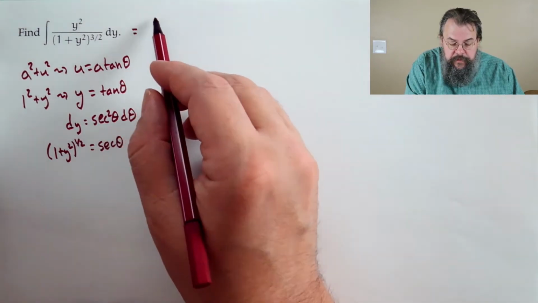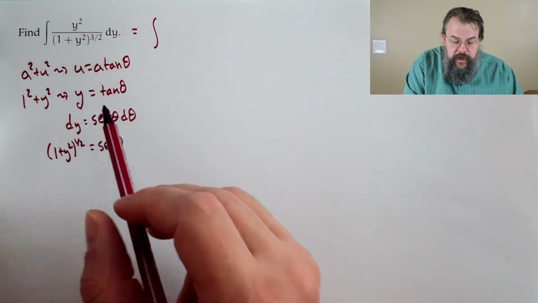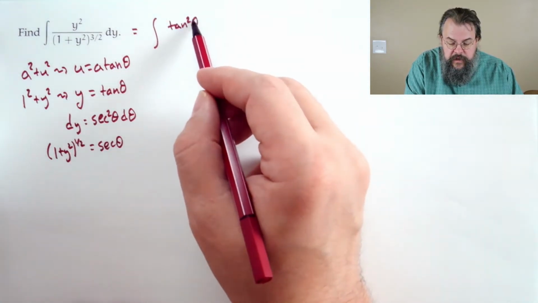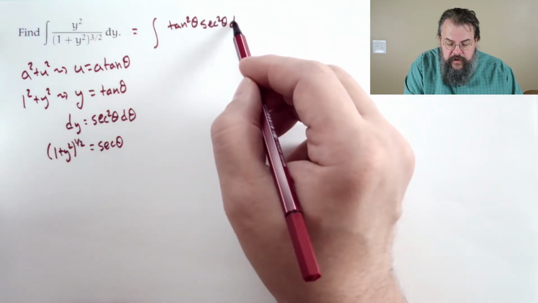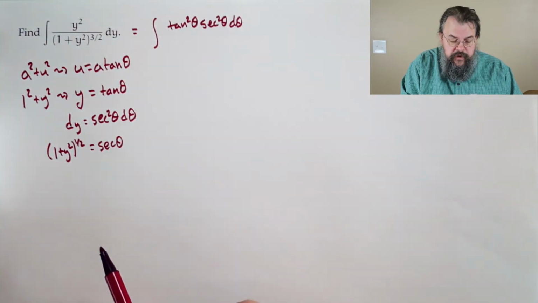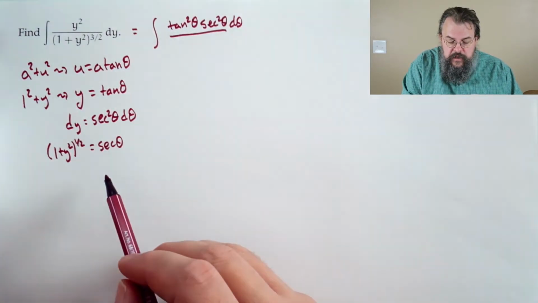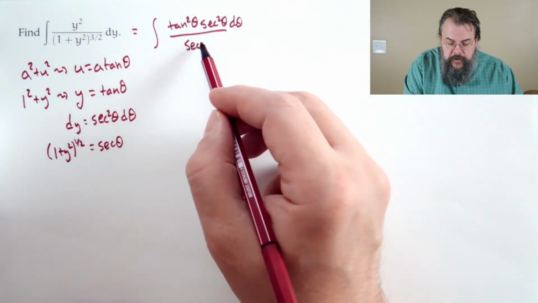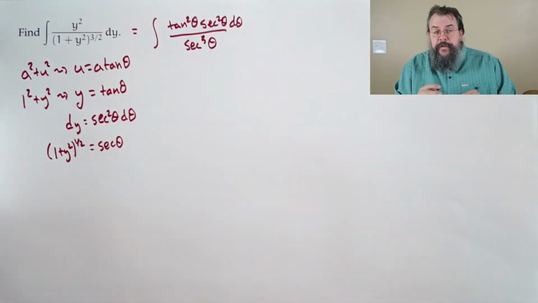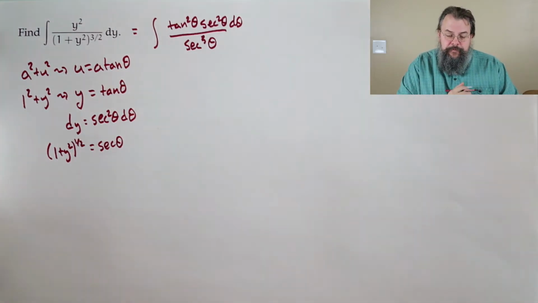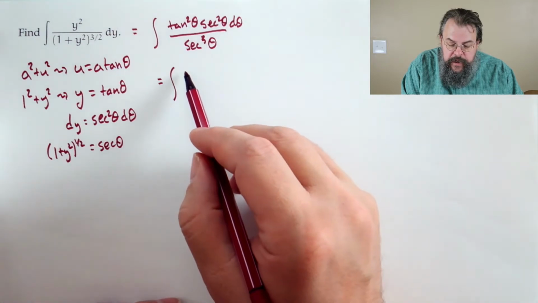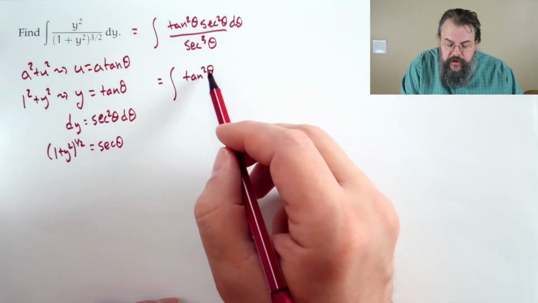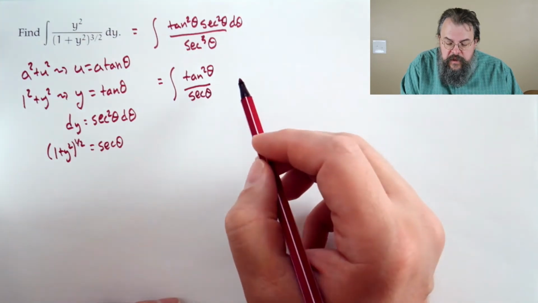So substituting in all our pieces. y squared is tangent squared. dy is secant squared d theta. And 1 plus y squared to the 3/2 is secant cubed. All right, there we go. That's what we have to integrate. Well, what can we do? We get to something kind of similar to what we had last time, right? We have tangent squared over secant d theta.